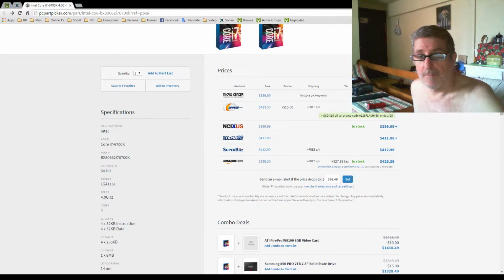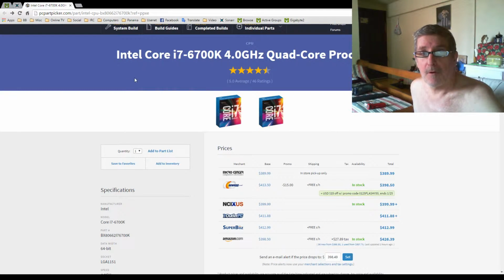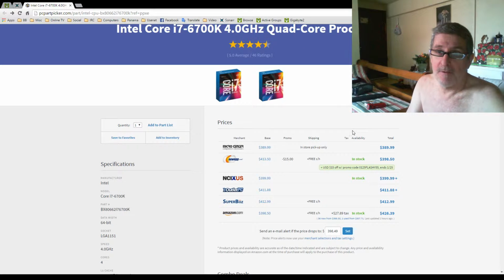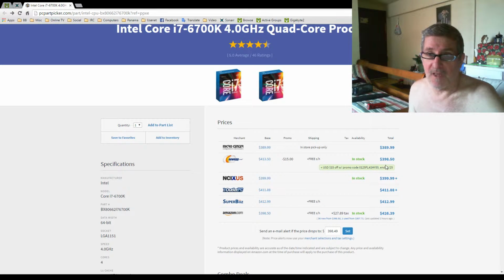Red alert. Check this out. Core i7 6700K, fully unlocked, $398.50, not Newegg. It was $413.50 according to this, and they have a promo for $15 off.